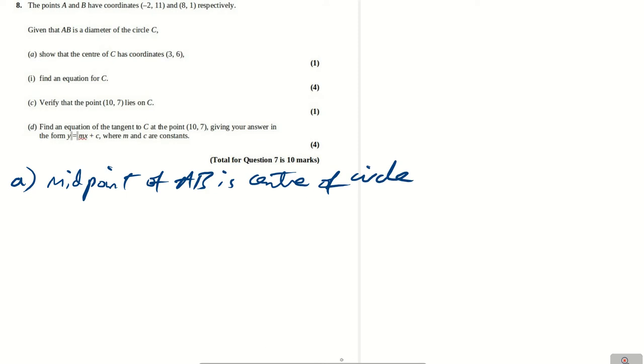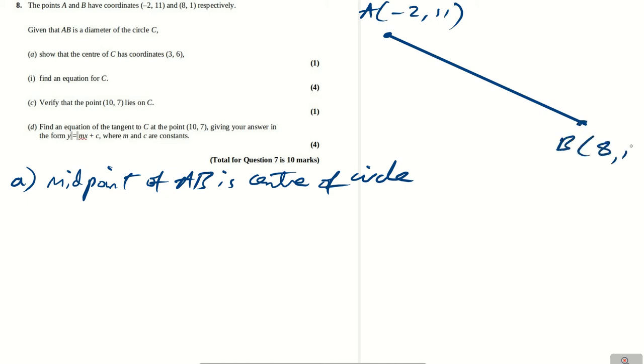So in other words, we've got AB, I think, goes something like that. Okay, point A here is minus 2, 11, point B here is 8, 1. Because AB is the diameter, that means that the centre of the circle is obviously the midpoint there. Okay, now how do we find the midpoint of a line where we've got the coordinates of the ends of the line?